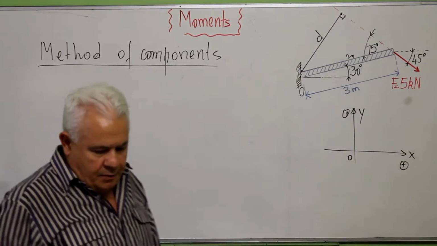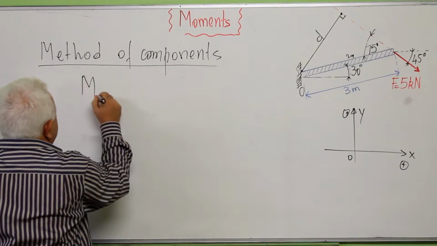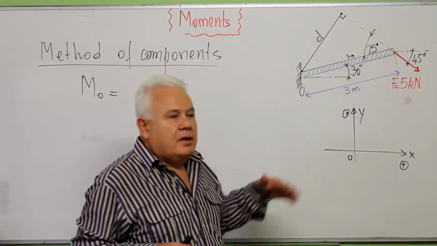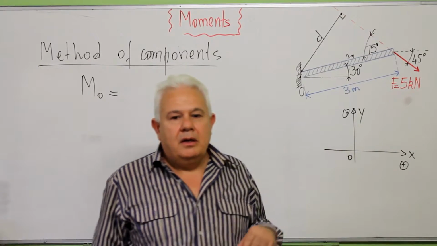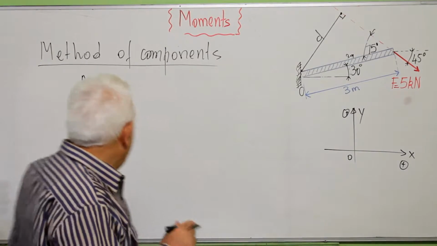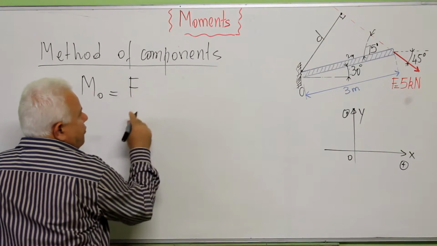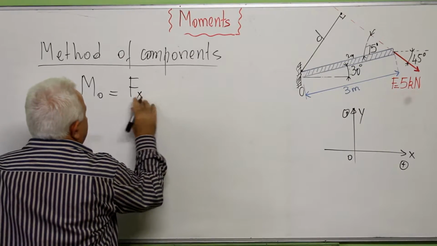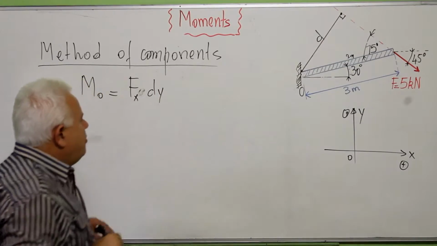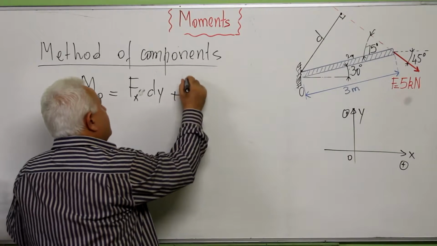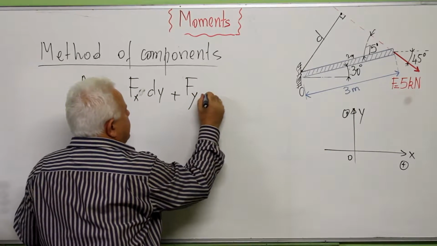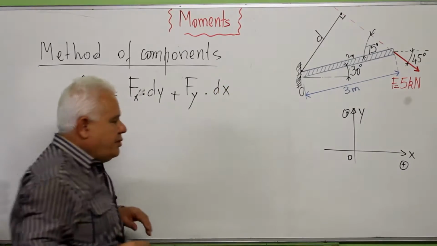Now, the method consists of finding the components of the force F along x and along y, and multiplying these components by the distances. So for a force, it will be Fx, that means the component of the force along x, times dy, the distance from the y-axis, plus the component of this force along y times the distance to the x-axis.